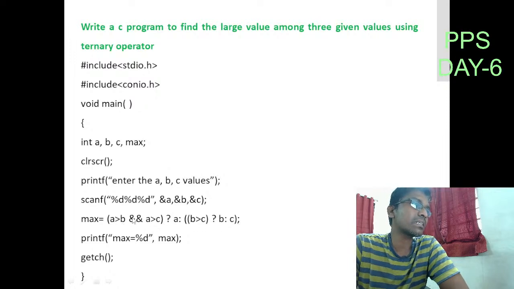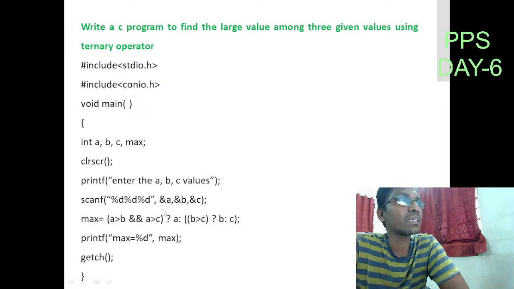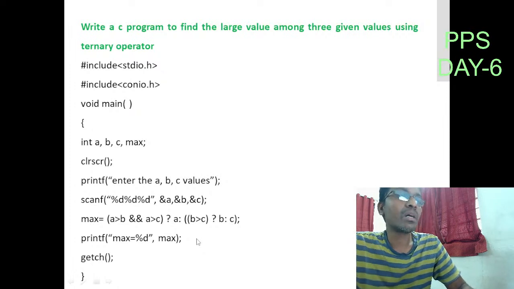So like that, the expression is executed in a conditional operator or ternary operator. After that, the entire result will be assigned to max. Now I am going to print that max value. Then I get the largest among the three number values.